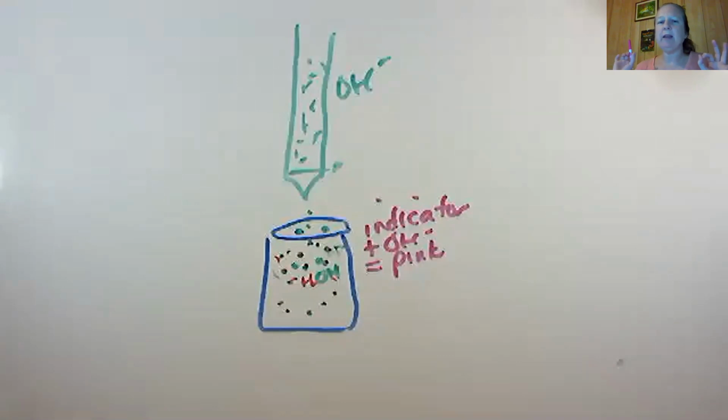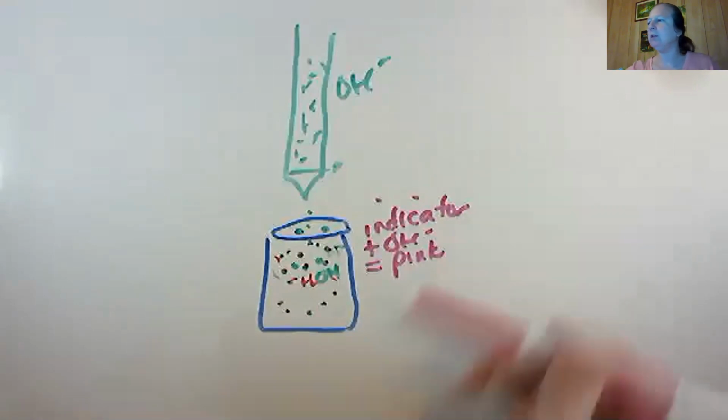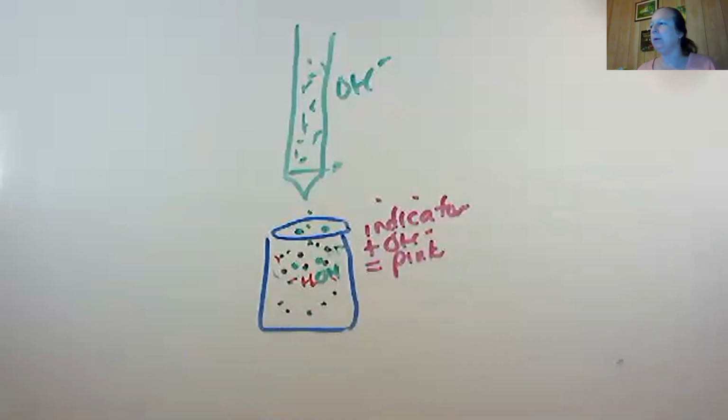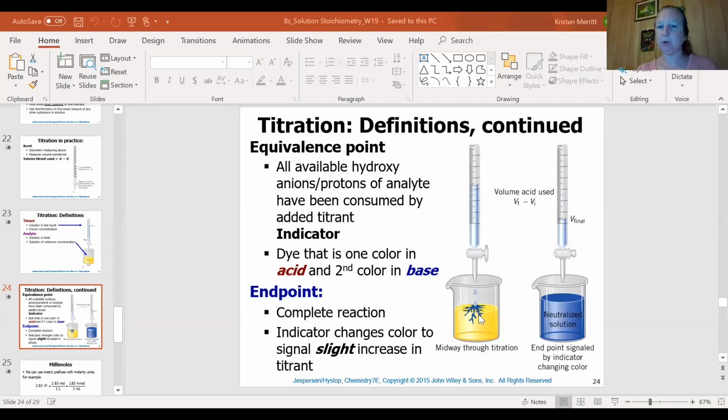As soon as you have even the tiniest bit of leftover hydroxide, there's no more acid for it to react with. So now the indicator is like, all right, my turn. It reacts with it and you get a color, because that's the product. You will see that pink color. When you see the color, you stop. That is your equivalence point. In this case it's blue; the color depends on the indicator that you use.